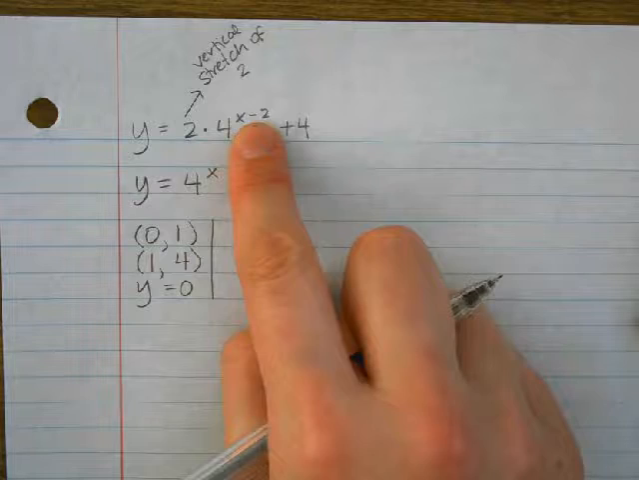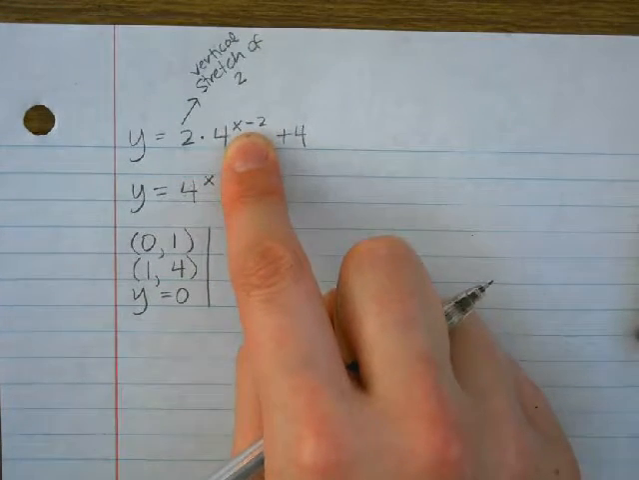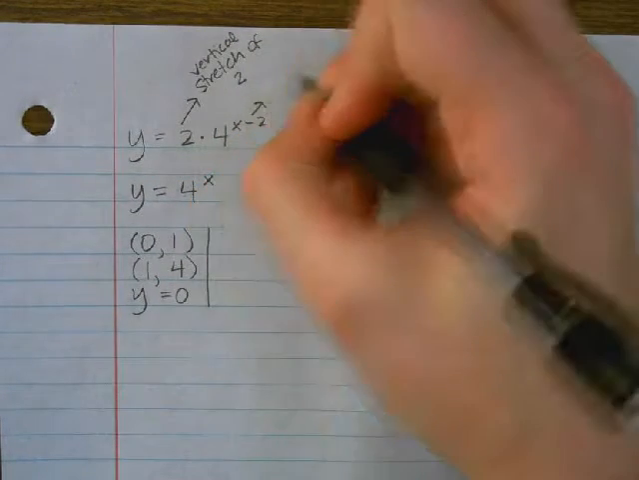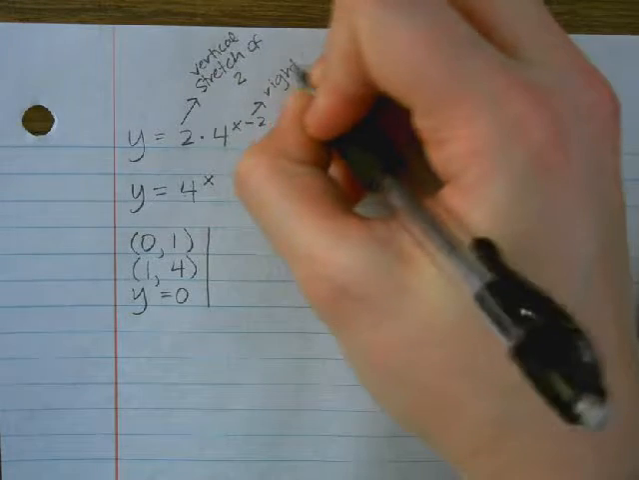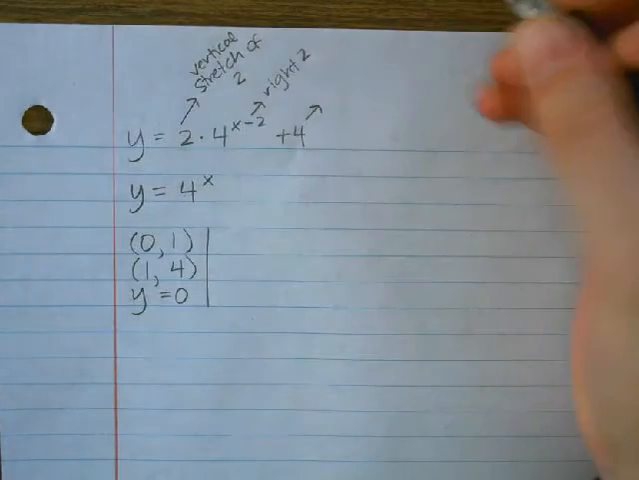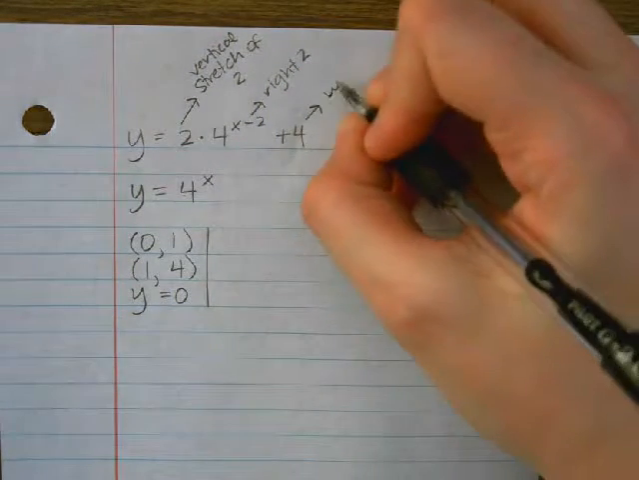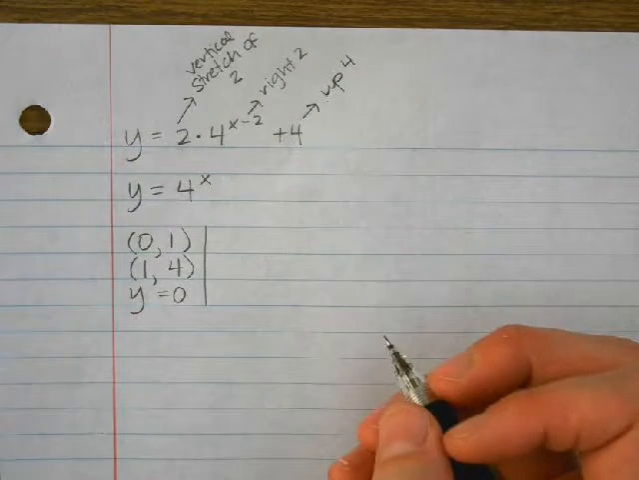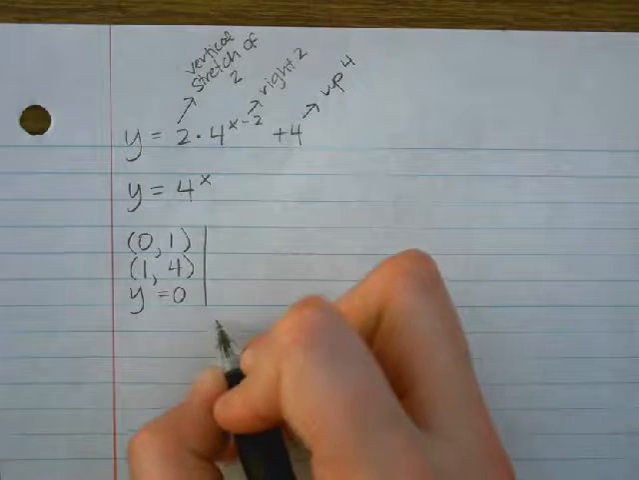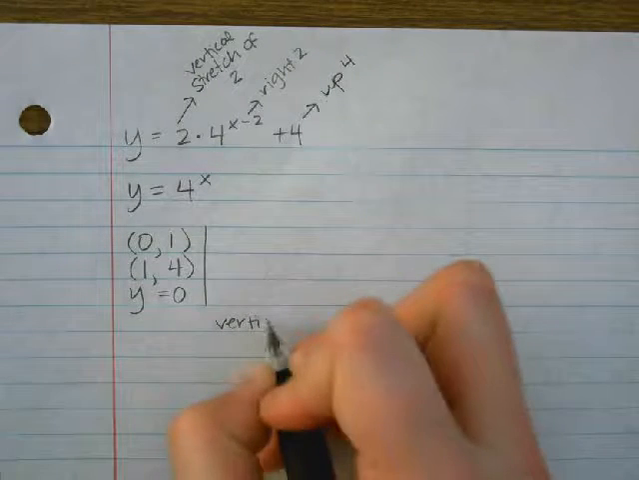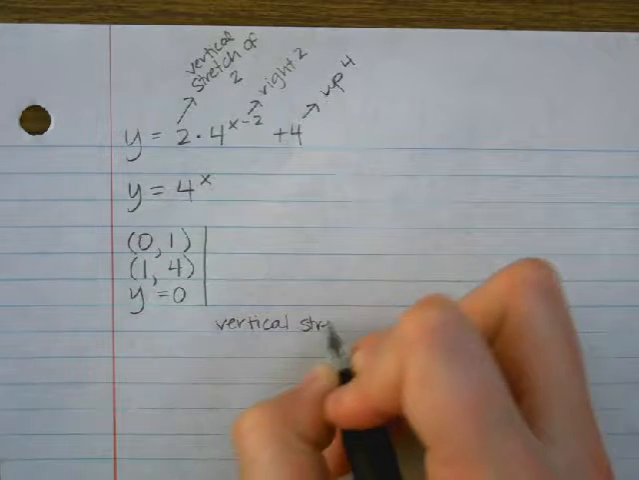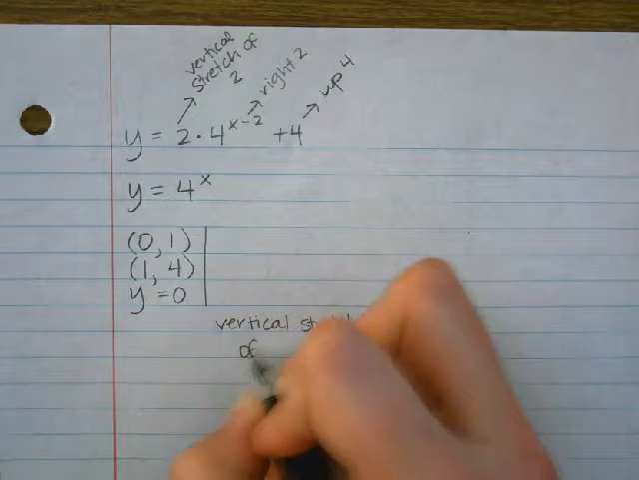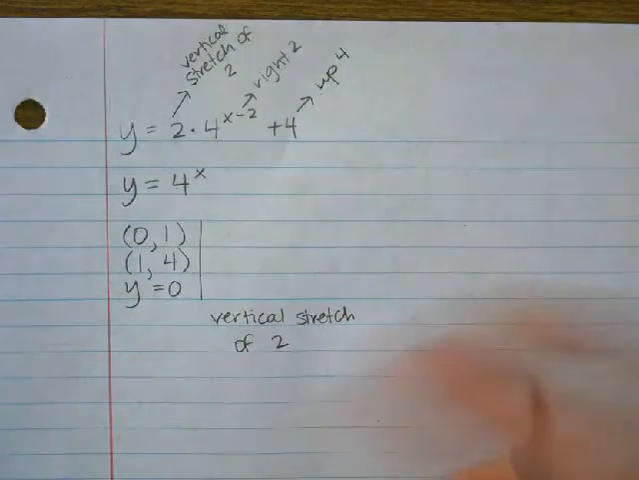All right. What's the next one? Right 2. What's the last one? Up 4. Okay. So the first transformation that we are going to do on our chart is the transformation of vertical stretch of 2.